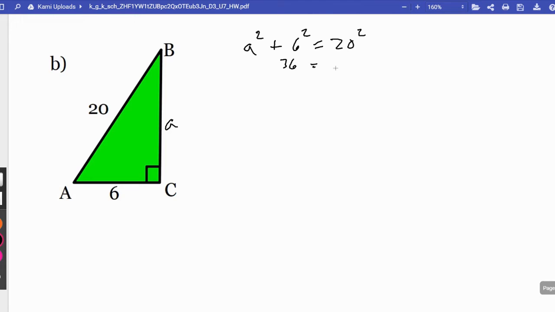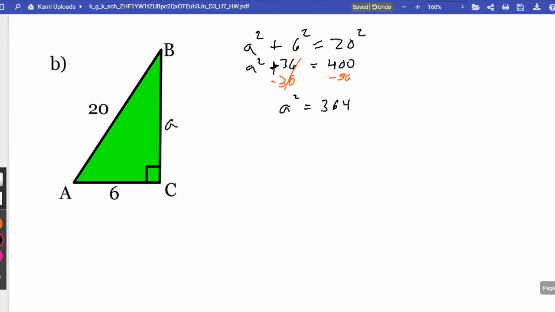20 squared is 400. A squared is a squared. All right, we need to get a by itself, or a squared by itself. So we're moving the 36 across by subtracting, just adding the opposite. We end up with a squared is equal to 364.